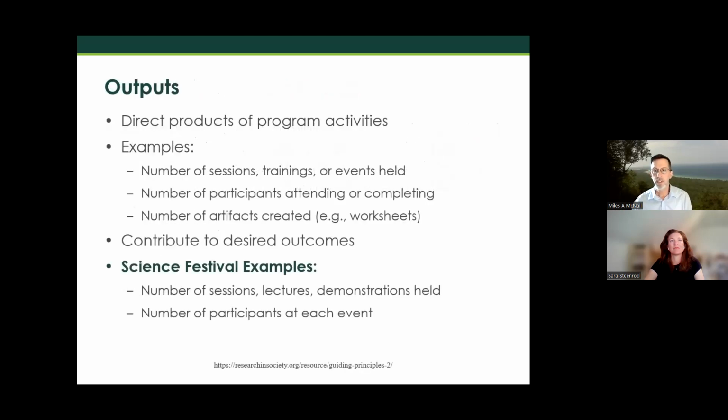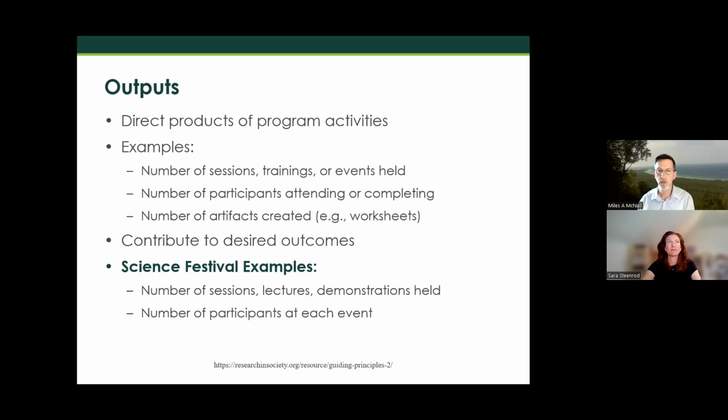Another evaluation term is outputs, and these are often confused with outcomes. So outputs are direct products of program activities. So examples of these would be, say, the number of sessions, training, or events that you hold, the number of participants who attend or complete your broader impact activities, the number of artifacts created. So for example, today, I love to create worksheets for these workshops. And so an output from today's workshop will be your completed worksheets, which you'll start working on in a minute.